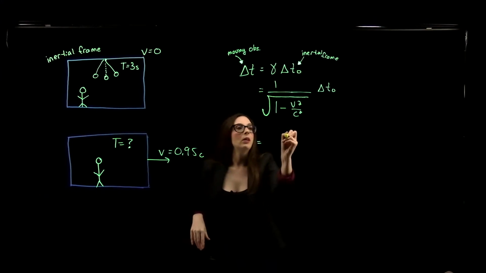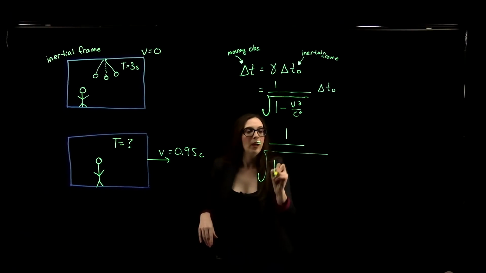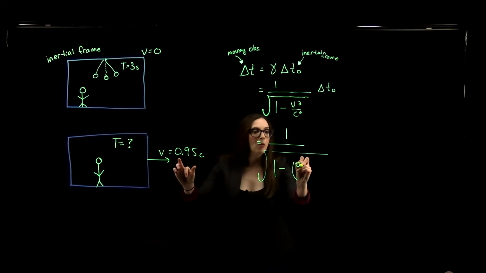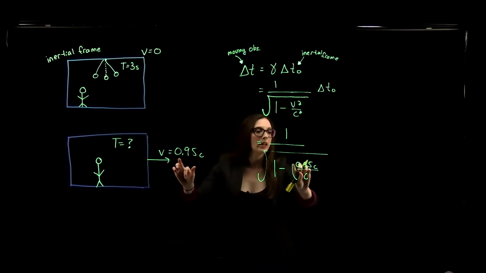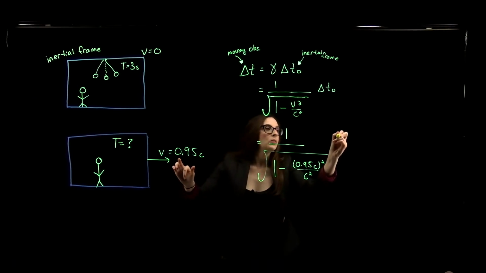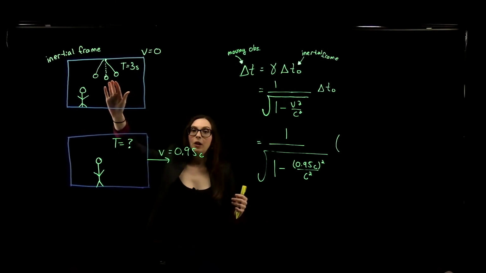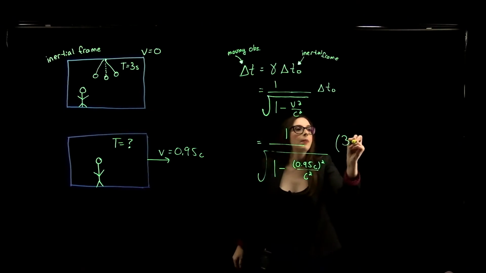That's going to equal 1 over the square root of 1 minus the speed of our moving observer, 0.95 c, divided by c. Maybe let's write it like this: we square this top number and c squared down here, times the pendulum period in our inertial frame, that's delta t naught, which is 3 seconds. We're going to multiply that by 3 seconds.